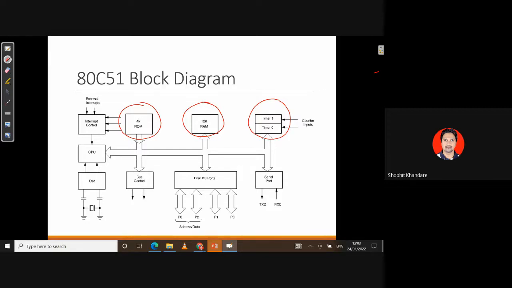Now what is the function of a timer? Timer is used for counting. Timer is used for counting the pulses as well as to give the timing clock pulses to carry out some operation. ओके, तो टाइमर के दो फंक्शंस है. It is used as a timing as well as it is used as a counter. ओके, अगर कुछ एक्सटर्नल इवेंट मुझे काउंट करने हैं तो it is used as a counter.